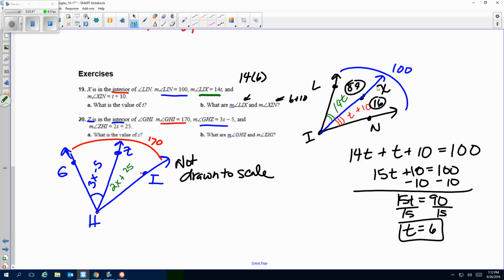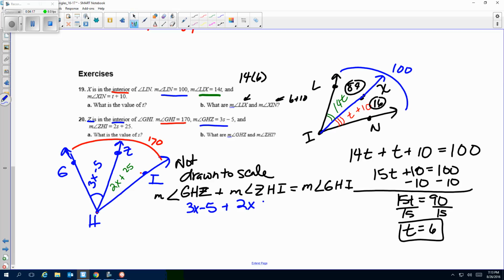And so the angle addition postulate, just so we know, if I name the angles, my first angle for 3x minus 5, that is the measure of angle GHZ, plus the measure of angle ZHI equals the total angle, which was GHI. Well, if you already know that, go straight to substituting: 3x minus 5 plus 2x plus 25 equals 170.